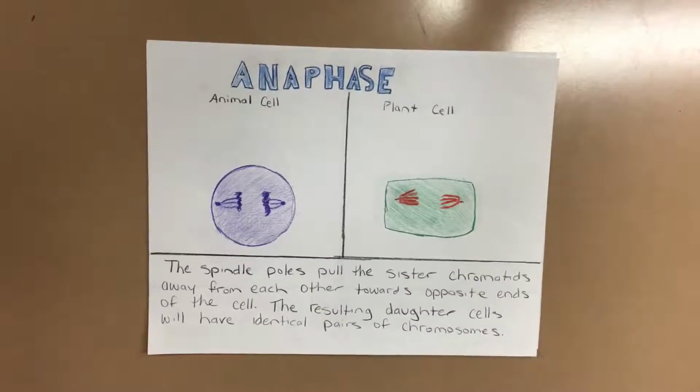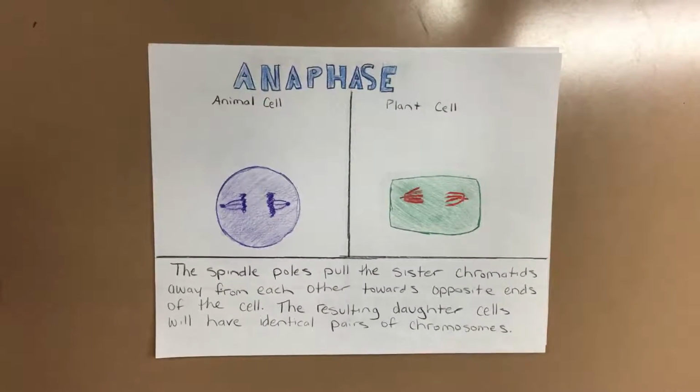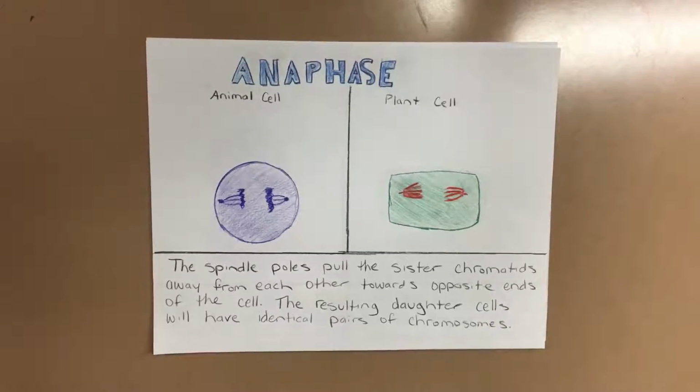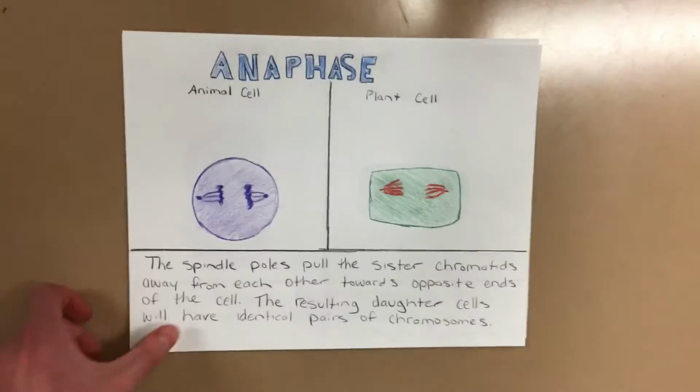Anaphase is the third stage of mitosis. The spindle poles pull the sister chromatids away from each other towards opposite ends of the cell. The resulting daughter cells will have identical pairs of chromosomes.